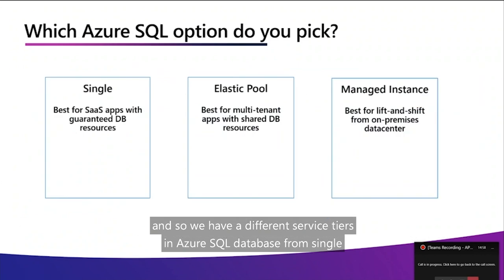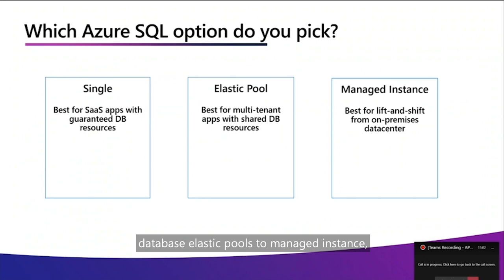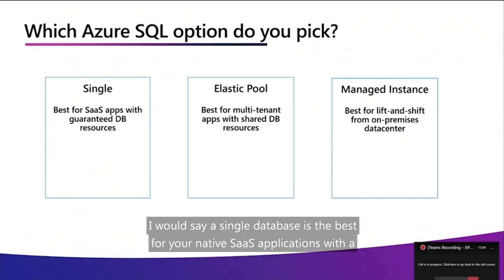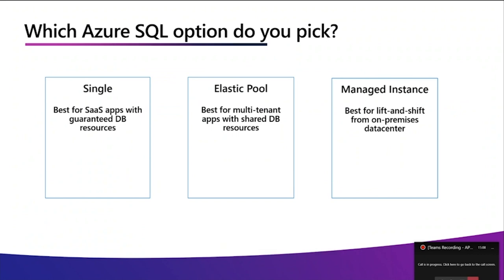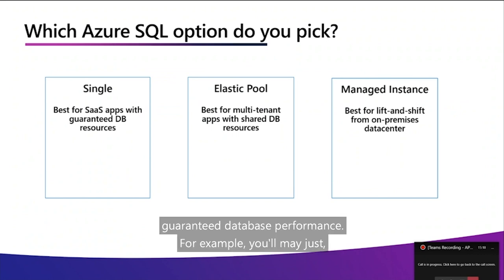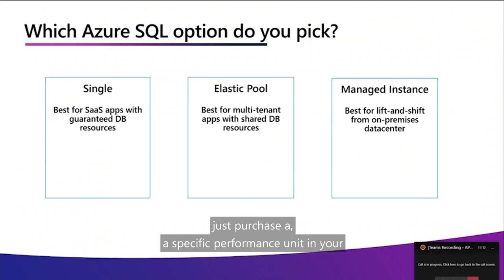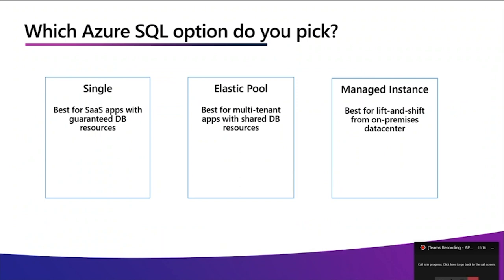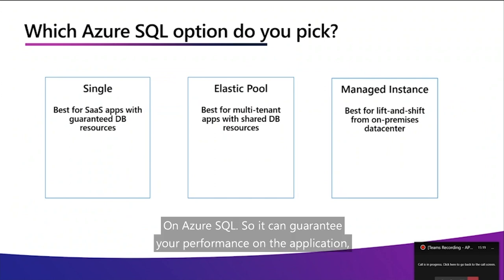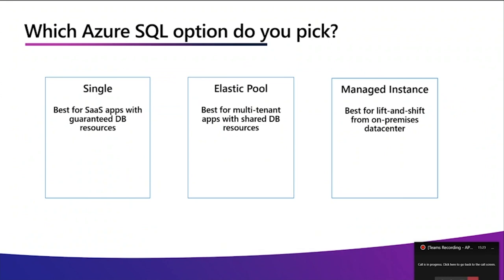Actually, we have different service tiers in Azure SQL database, okay? From single database, elastic pool, to managed instance. I would say single database is the best for your native SaaS applications with a guaranteed database performance. For example, you may just purchase a specific performance unit in your single database of Azure SQL, okay? So it can guarantee your performance on the application.